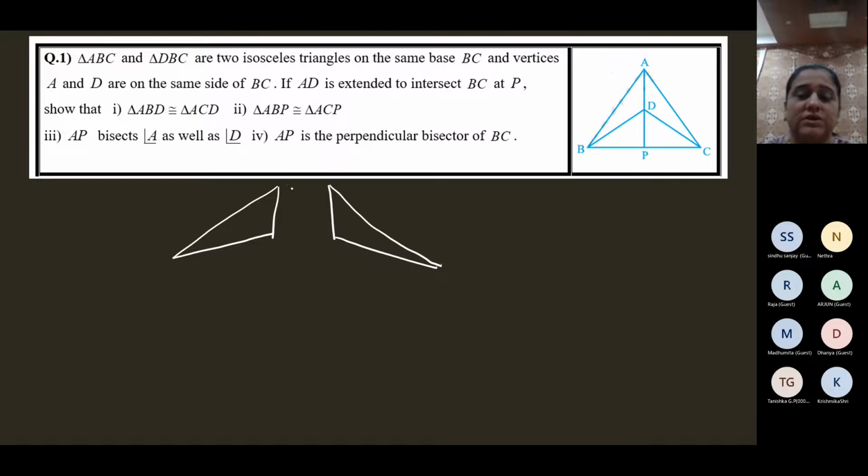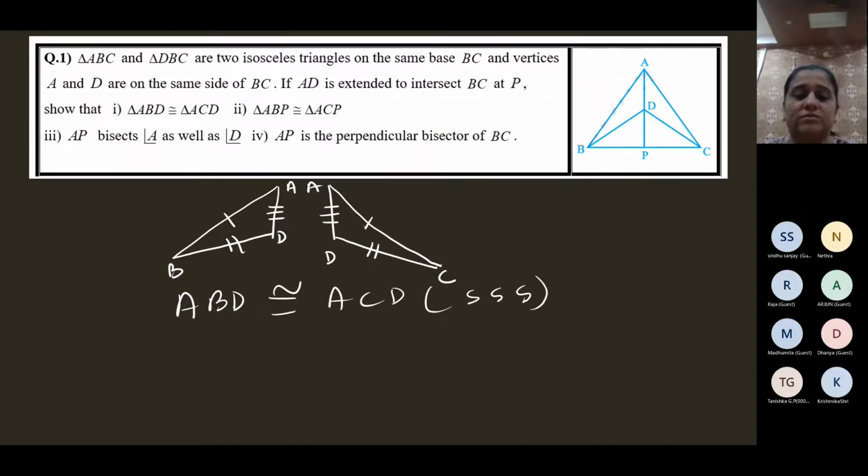Okay, something like this. So this is ADB. This is ADC. So we know that AB is equal to AC and BD is equal to DC. And this is the common side. So as you all said, ABD is congruent to ACD by SSS congruence criterion.